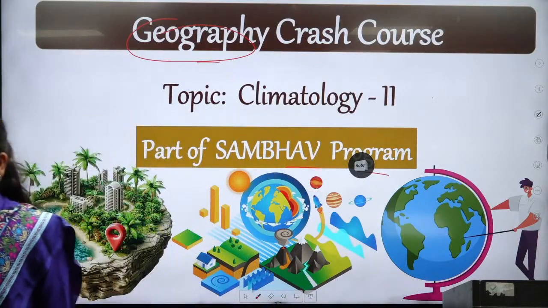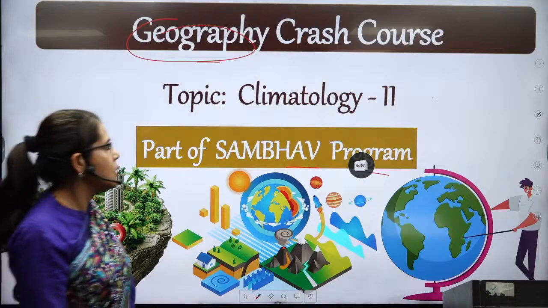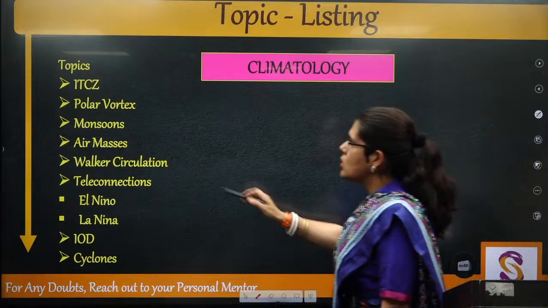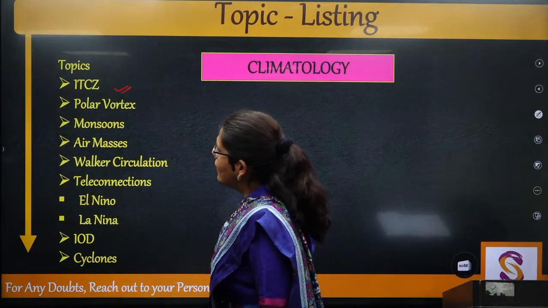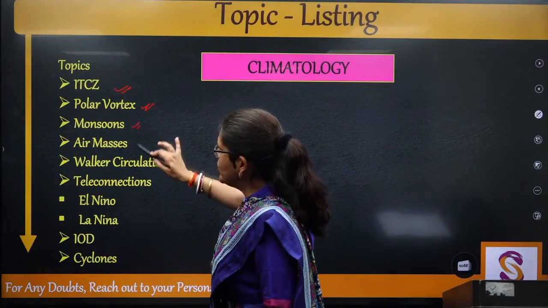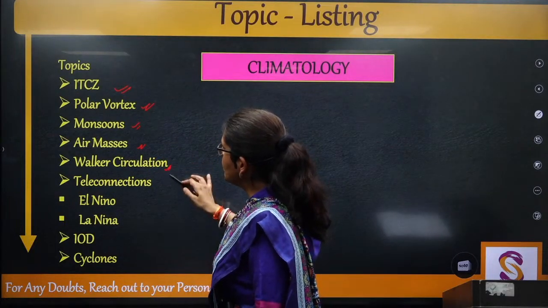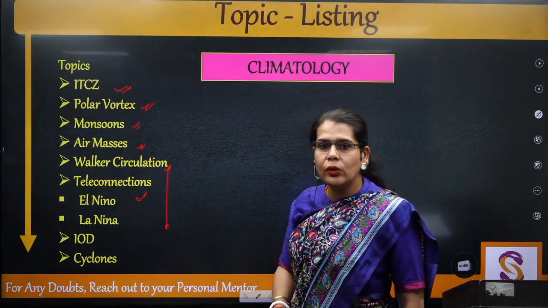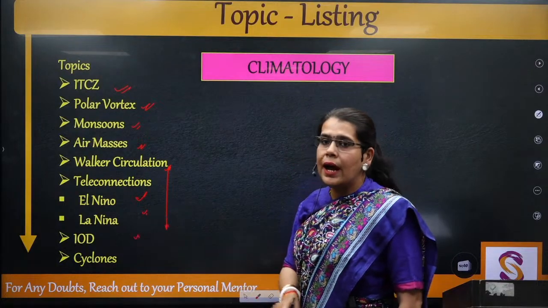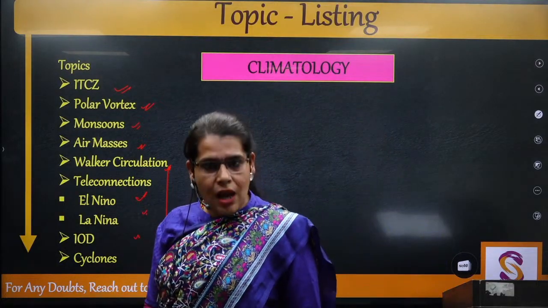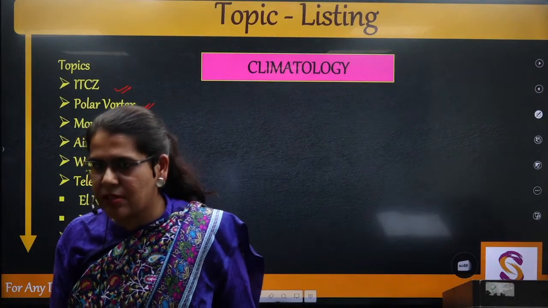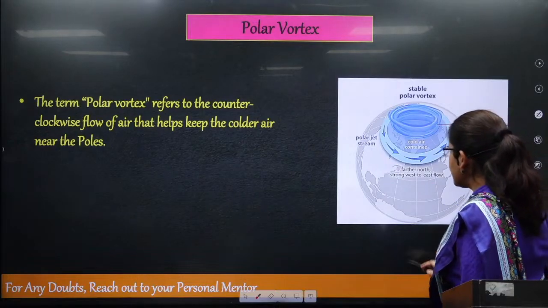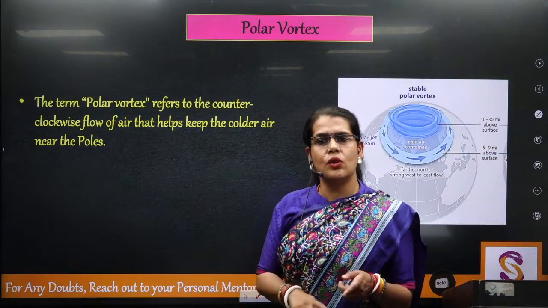Now let's move forward to the topics of discussion for today. Today we'll be taking up these topics: ITCZ, which we have done already, polar vortex, monsoons, air masses, Walker circulation, and teleconnections with respect to monsoons in context of El Nino, La Nina, IOD, etc., and some discussion on cyclones. This is how we will be proceeding in today's class. Now ITCZ I had covered in the last class. I will be covering it in context of the monsoons only.